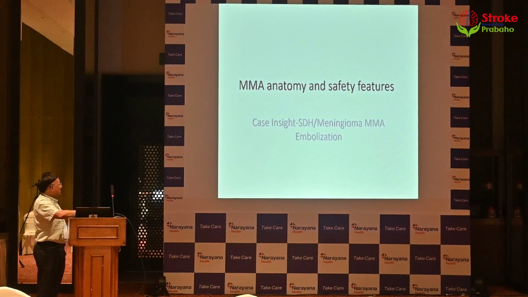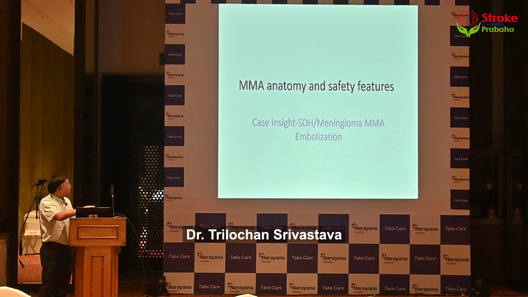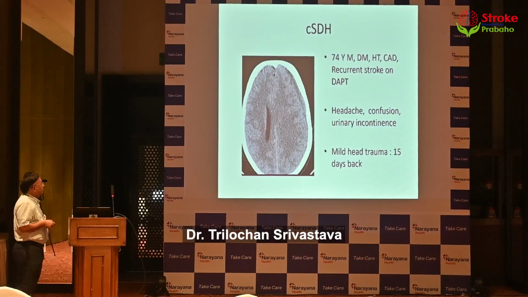So we'll discuss HDS meningeal embolization with middle meningeal artery. Starting with the case: a 74-year-old male with diabetes, hypertension, coronary artery disease, and recurrent stroke on DAPT.